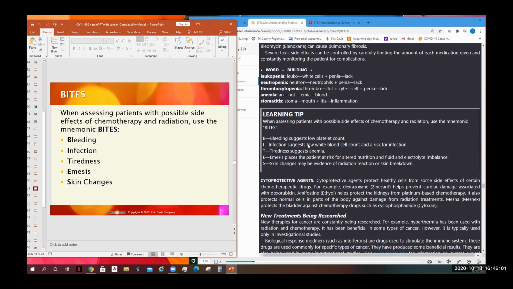And so I'm going to pause. This is the end of part 2 for chapter 11, and I will pick up the next one, part 3, at cytoprotective agents. That'll be on page 161 of the book.